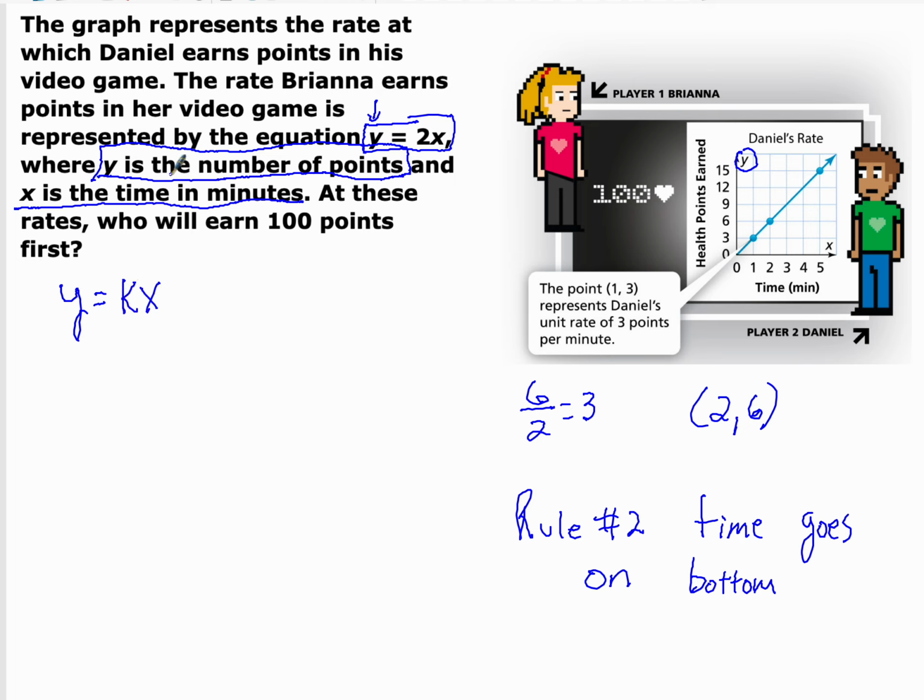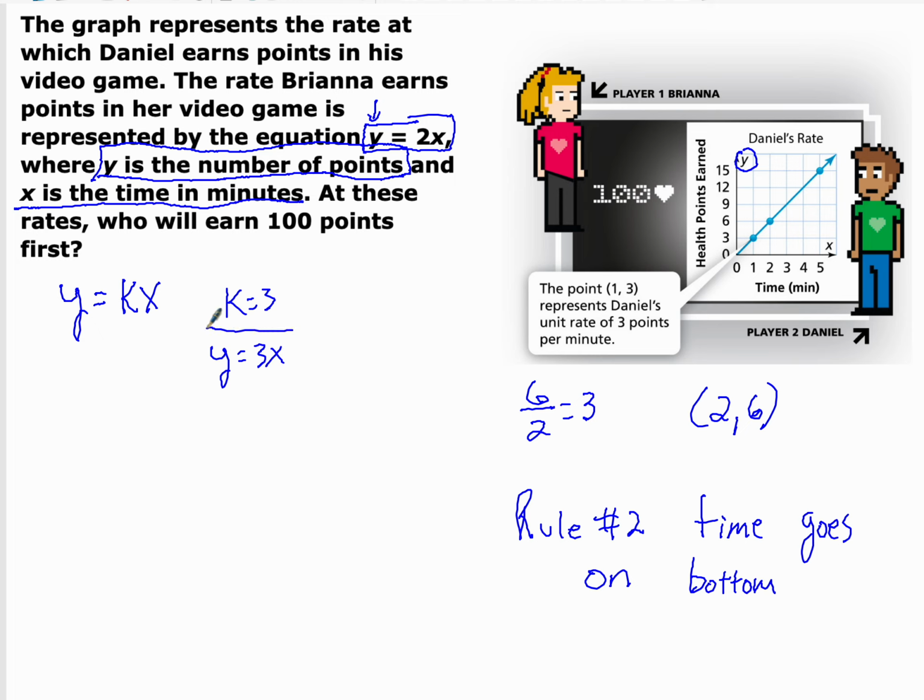Very good, Kevin. K for Kevin. Good job. All right. y equals kx is our proportional relationship equation, and k is our constant of proportionality. So Daniel's k value is 3. For Daniel, k equals 3. And so we would say his equation is y equals 3x.